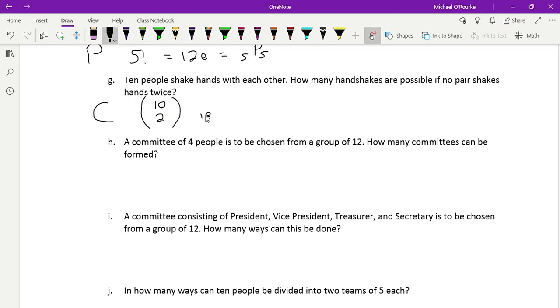I don't like this question, but I've seen it multiple times, so it's important to review. The thought here is there's 10 people, and if Jenny and I shook hands, there's 2 people shaking hands at that time. So that's why it's 2, right? So it's a combination.